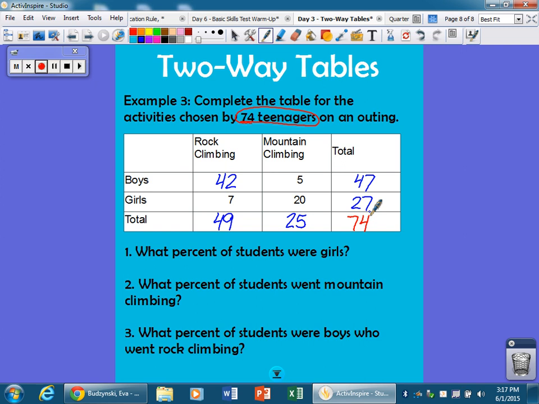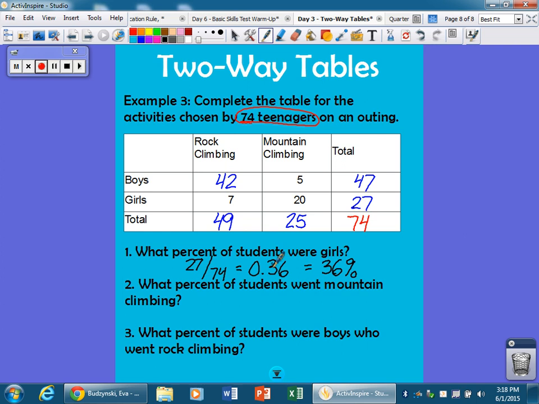So number 1 says, what percent of the students were girls? So I have to look. How many girls were there on this trip? Girls total, 27. So it says, what percent of the total were girls? So 27 out of 74. So I'm going to do 27 over 74. Just divide that in your calculator. You're going to get about 0.36, which is 36%. I would like you to write it as a fraction, a decimal, and a percent, all three. So 27 divided by 74, round off to 2 decimal places, and you get 36%.